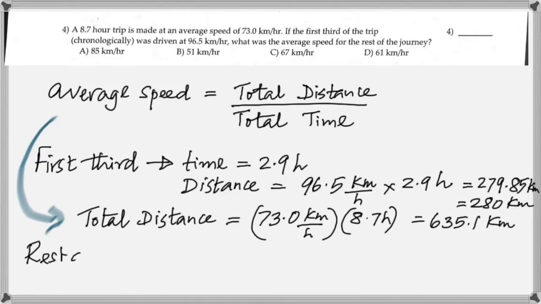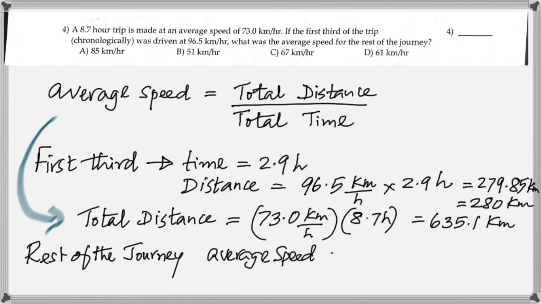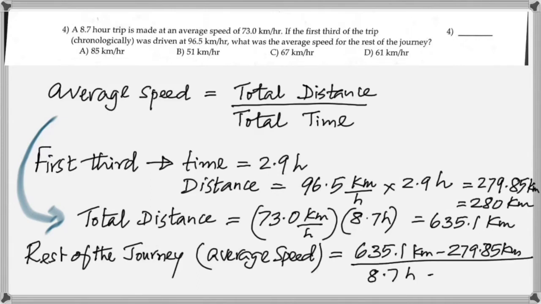Now, if we take the difference between them, we get the distance for the rest of the journey. And to find the average speed, you take the difference that's coming up right now, the difference between these two, divided by the difference in the time. And that would give the answer as 61 kilometers per hour.